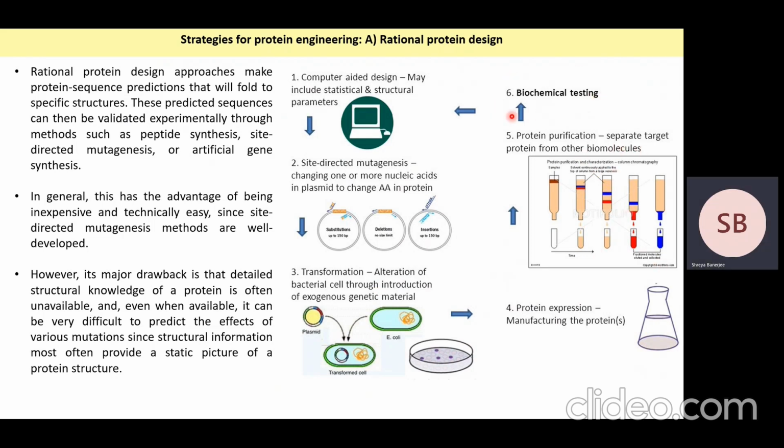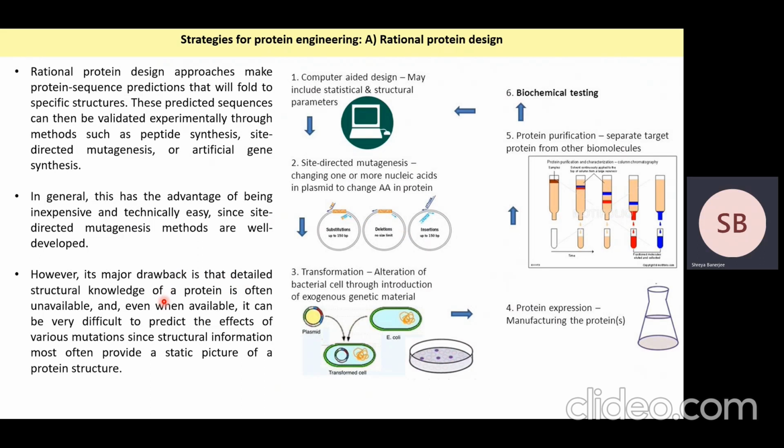Then biochemical testing can be done to find if the target protein indeed has the desired function for which we are doing the protein engineering. Then, based on the results for the target protein, we can do even more rational design to get a better structure. So this is a kind of repetitive process. In general, this has the advantage of being inexpensive and technically easy, since site-directed mutagenesis methods are well developed. However, the major drawback is that detailed structural knowledge of a protein is often unavailable.